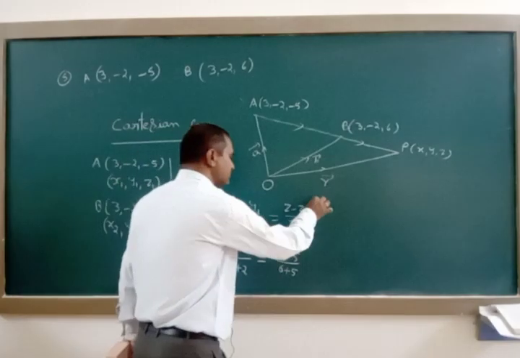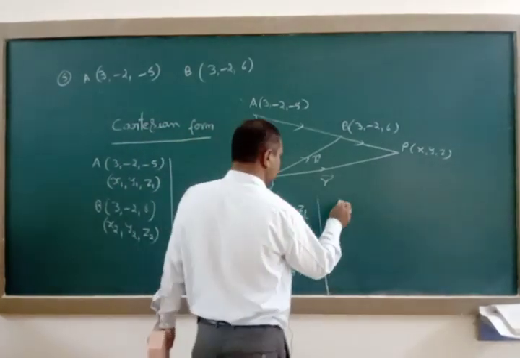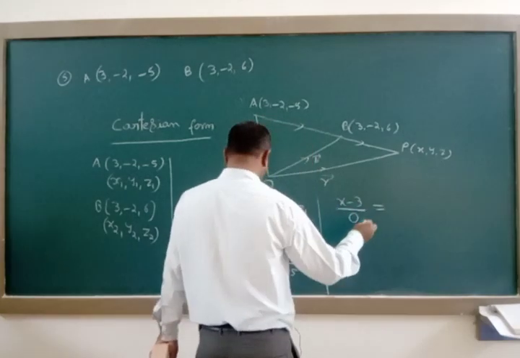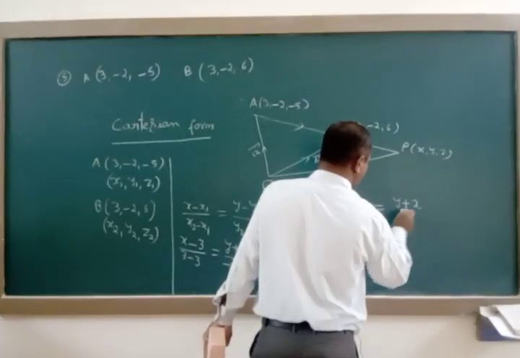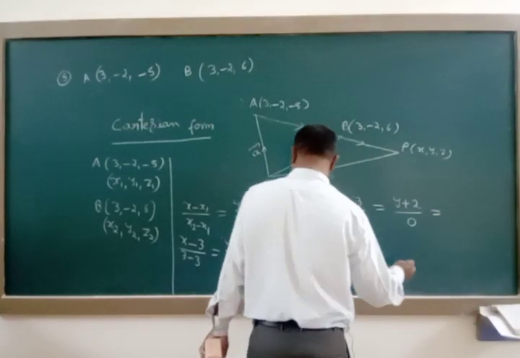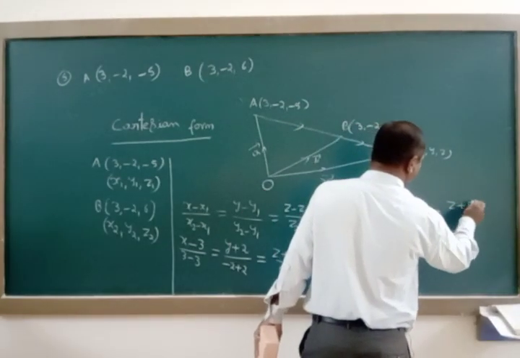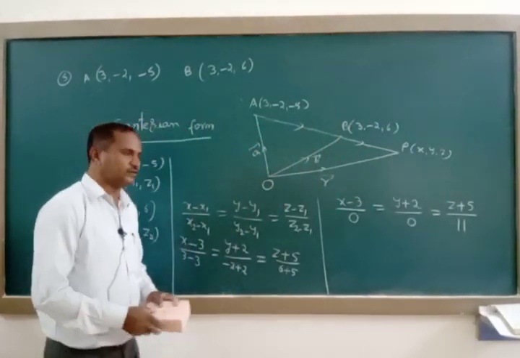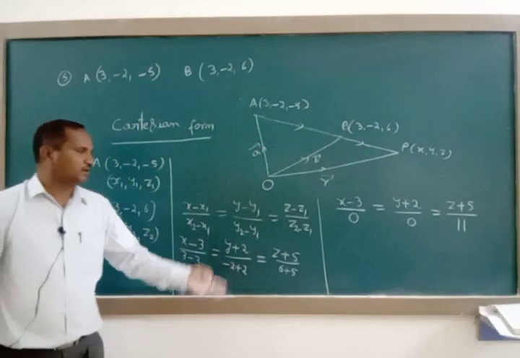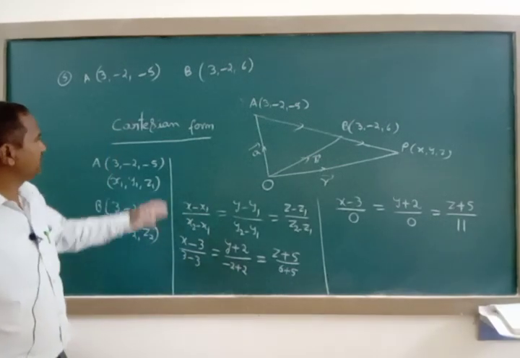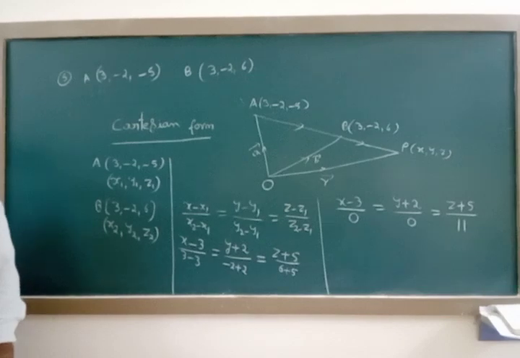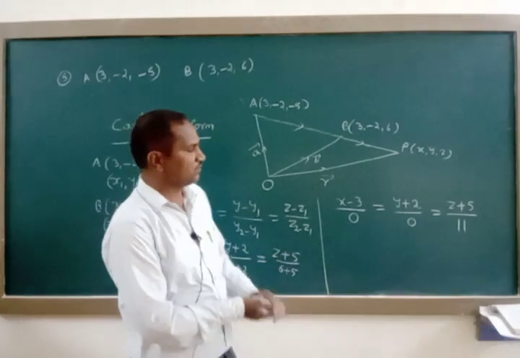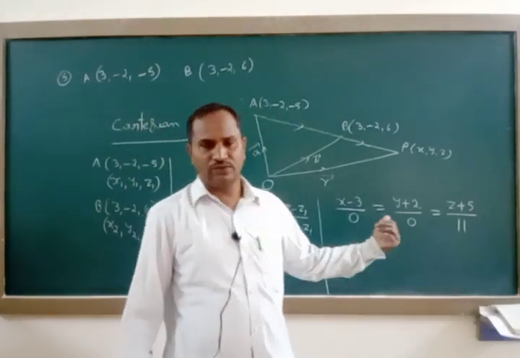Then we will get the required equation of the straight line: (x minus 3) by 0 equals (y plus 2) by 0 equals (z plus 5) divided by 11, equals lambda. You may write it or not, as you wish. This is the required equation of the straight line in Cartesian form. Like that, we find the vector form and Cartesian form whenever a line must pass through the given 2 points.